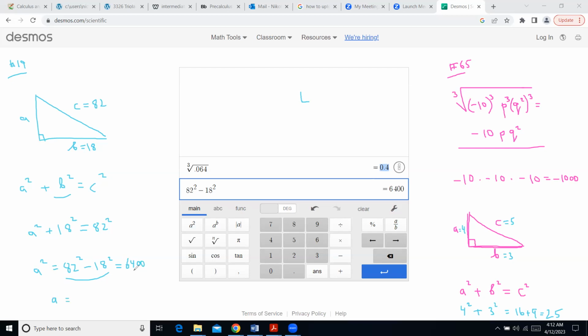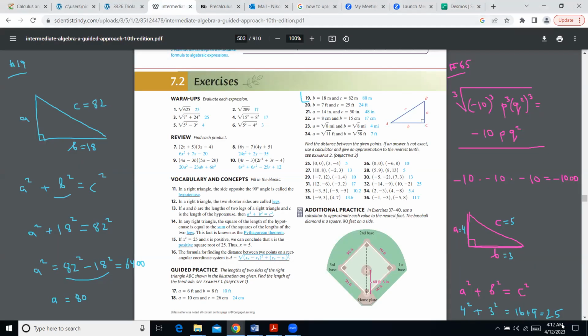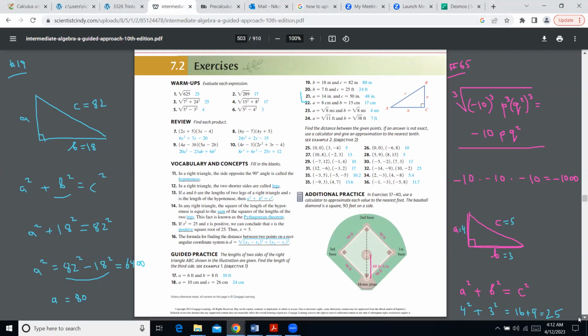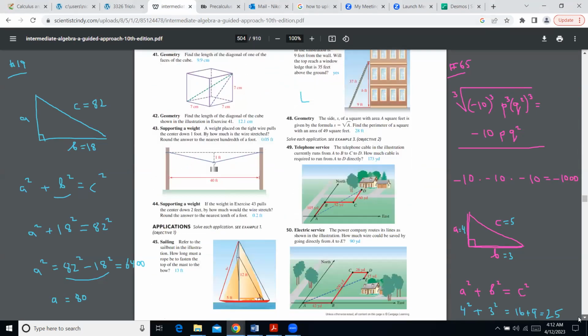Well, looks like 64 is 8 squared, so it'll be 80. And indeed, you can double check this if you extract the square root from 6400, you will indeed get 80, the length of the third side of this little triangle. How about that? So we have a little section 7.2 that I just wanted to do a problem from because exercises here are pretty much the same.